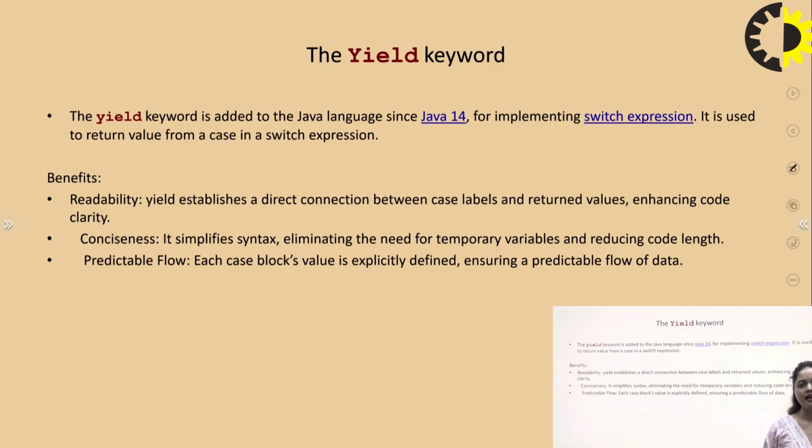And it is concise, meaning it is simple. It forms a simplicity in the syntax. It eliminates the temporary variable and reduces the code lines. That is, the lines of code will be fewer by using the yield keyword in the Java programming language.